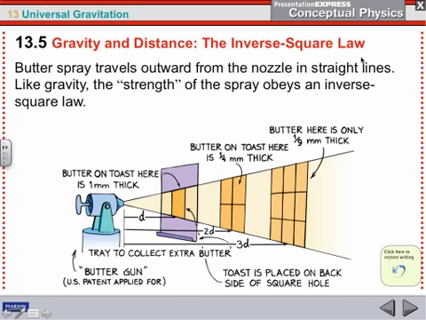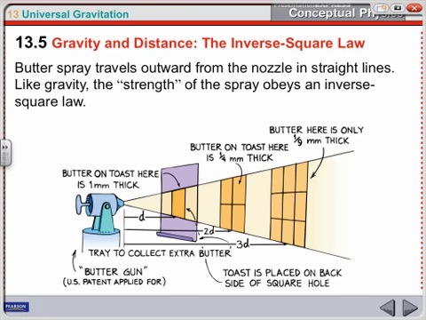All right, so we've got this butter gun. Now, I like this. There's a U.S. patent applied for this, obviously. Yeah, okay, funny.